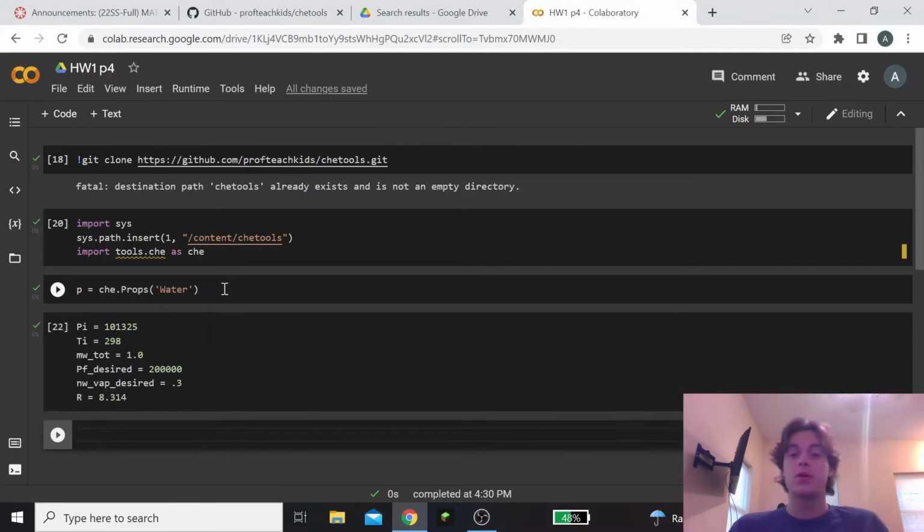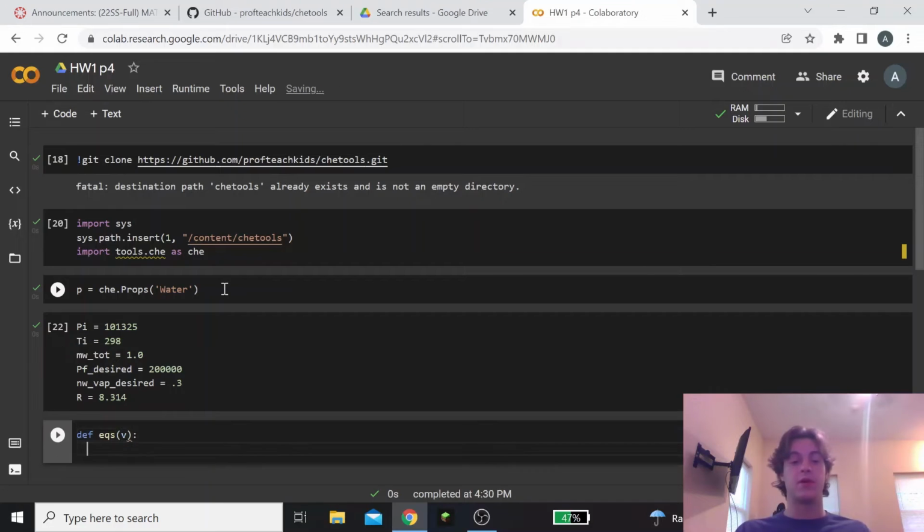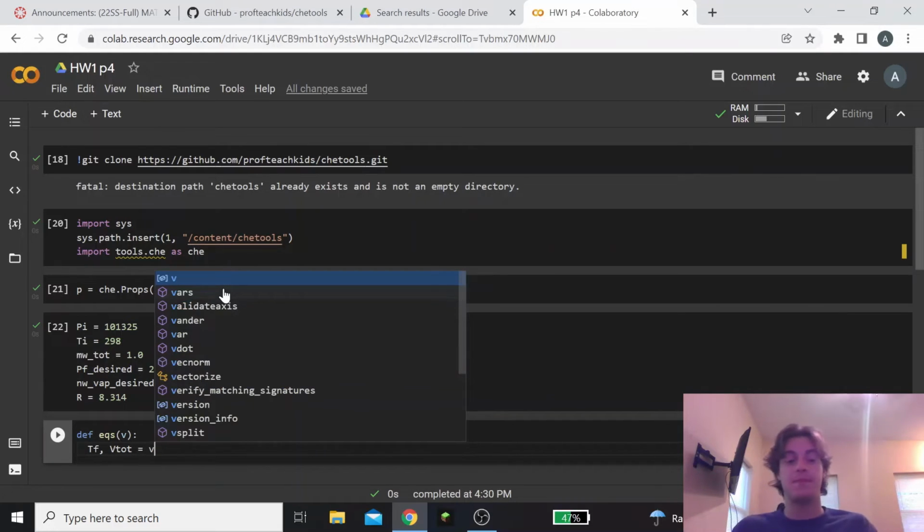So now how we're going to solve this problem is we're going to use our relationships inside of a function, and once we drive that function to 0, then we'll have our solution. All right, so let's start by creating a function. I'll just call it our equations, and we're going to pass a vector of our unknowns to it. So our unknowns are our final temperature and our total volume. So that unpacks V as our final temperature and total volume.